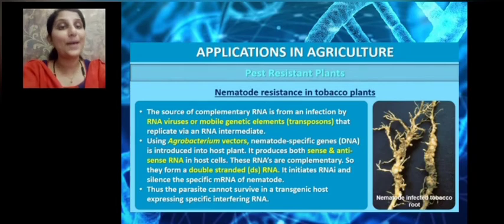And what happens? The parasite cannot survive in the transgenic host. Who's the transgenic host over here? The tobacco plant, expressing specific interfering RNA. So that tobacco plant is able to resist the nematode Meloidogyne incognita with the help of the technique called RNA interference, or RNAi.